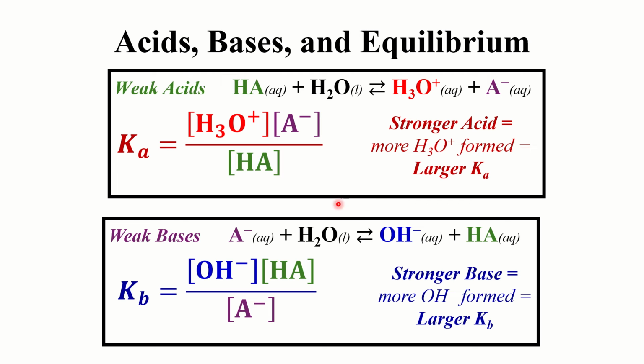And I do want to note here that a stronger acid does not mean we have a higher concentration of HA at equilibrium. It means the HA is more reactive and thus more H3O plus is formed. For the strongest acids, there's actually going to be very little HA remaining because more of it gets converted in this direction. And we could make the same statement for bases.